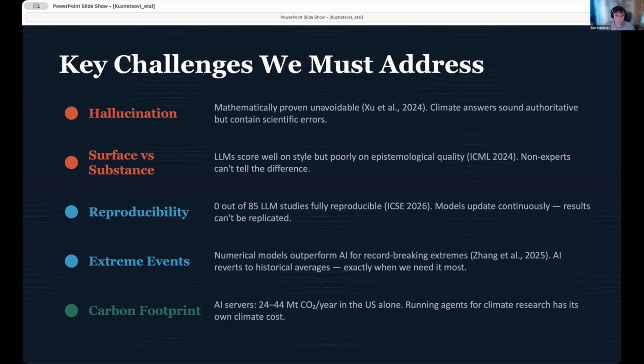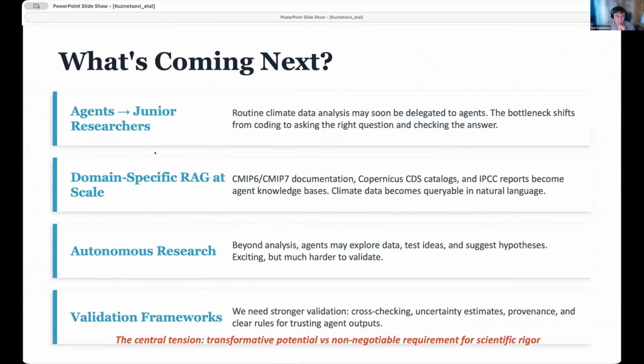Fourth, extreme events remain difficult. Those systems often do better on typical cases than on rare or unusual ones. And finally, AI also has its own environmental cost. Running large models at scale uses energy and creates emissions. So if we use those tools in climate service, we need strong validation, not enthusiasm alone.